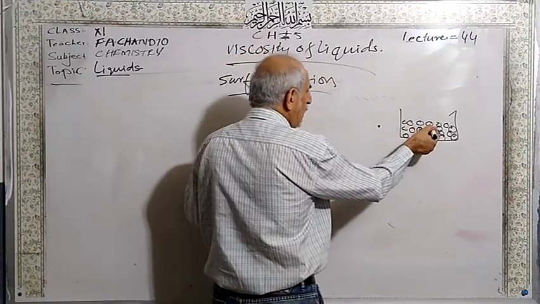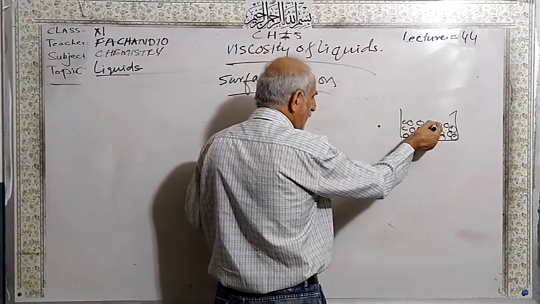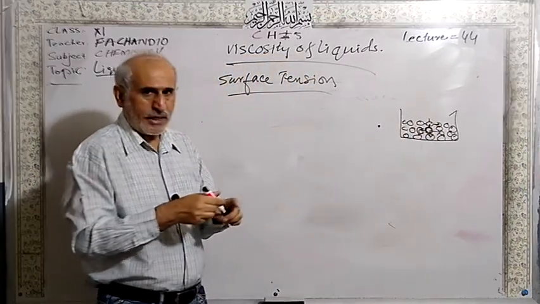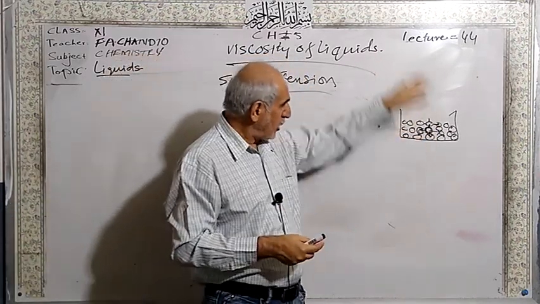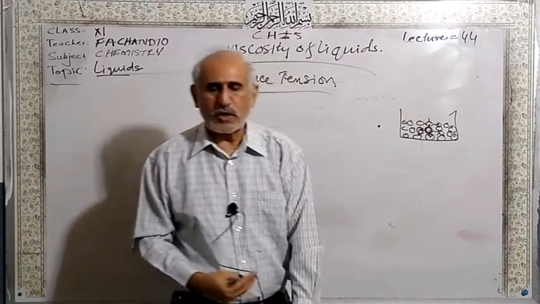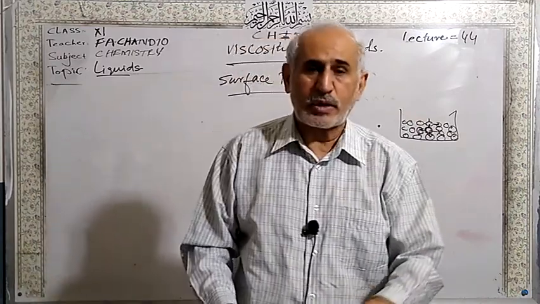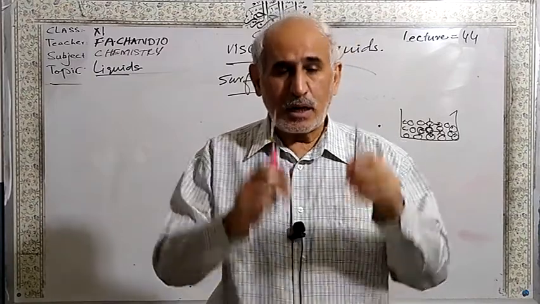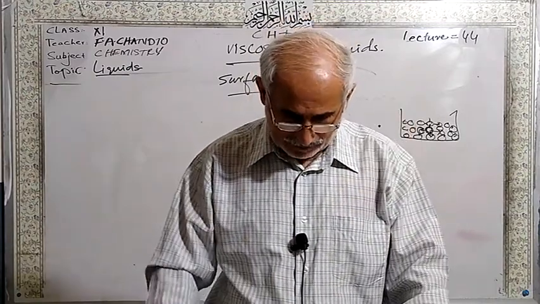But for this surface molecule, there is a force of attraction downward, but there is no force of attraction upward. So the surface molecules are pulled down by the force of attraction of the molecules below, creating surface tension. So this is the cause of surface tension.